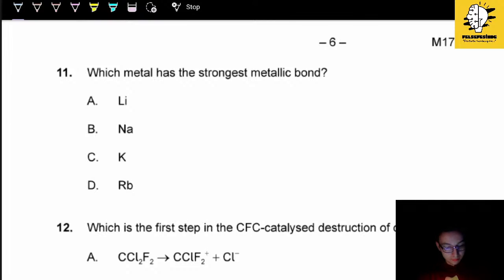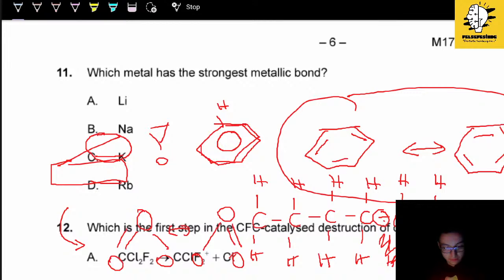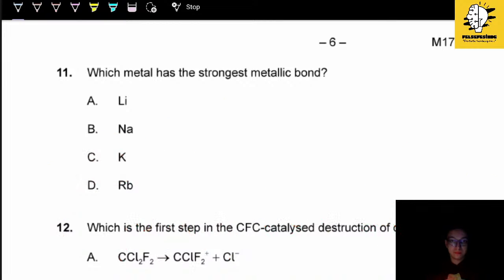Burak, can you let me annotate, please? Oh, yes, sure, sorry. Let me clear them. Okay.